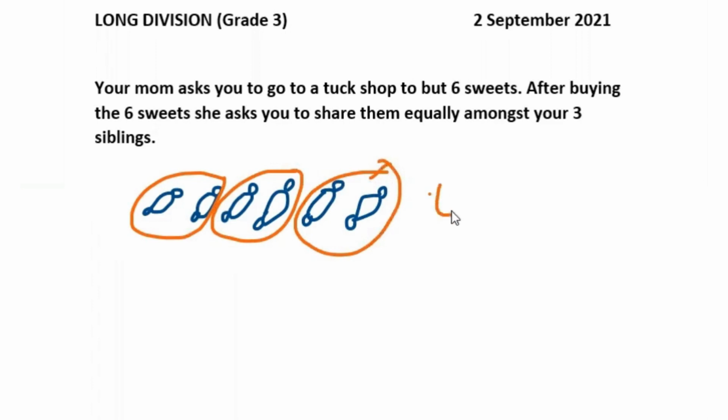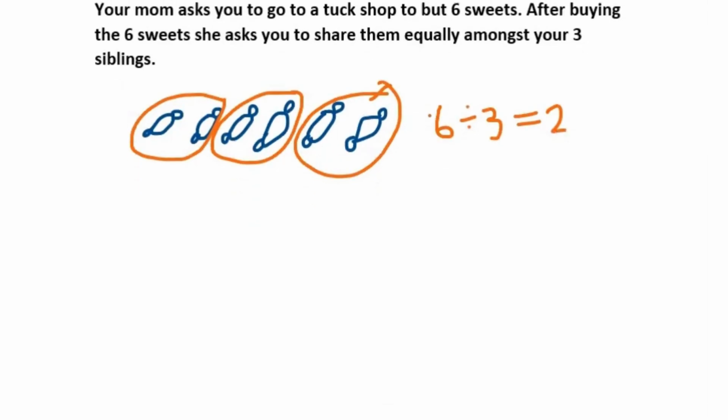So 6 divided by 3 is actually 2. So you guys understand that, okay? So yes, that's how we divide. You see, we've made a larger number become smaller. Okay, so now let us move to long division.